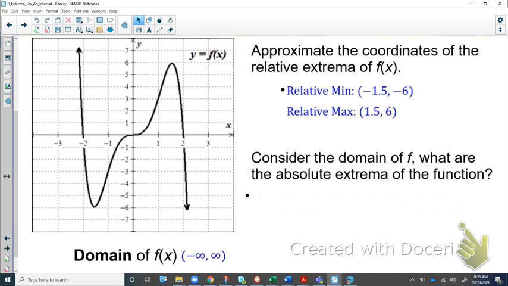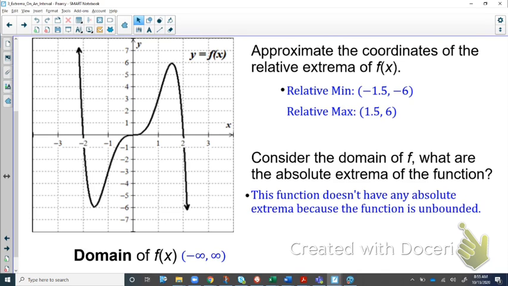Well, in this case, the function is unbounded left to right. I mean, this looks like a 5th degree polynomial with a negative leading coefficient. And so the end behaviors of an odd degree polynomial always go towards positive or negative infinity. The left side and right side are always going to go in opposite directions. So the range is going to be positive infinity to negative infinity. So because of the unbounded nature of the left and right sides of the graph, in this case there is not going to be an absolute minimum or maximum.